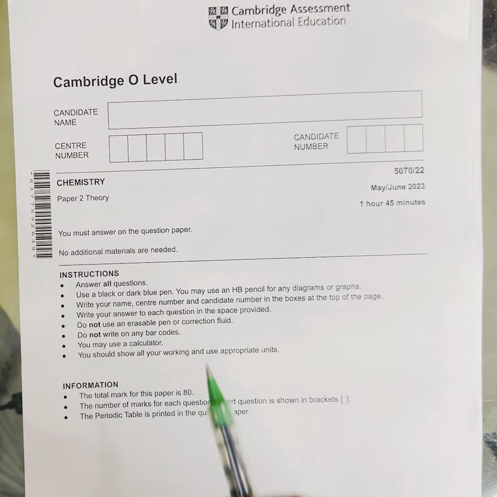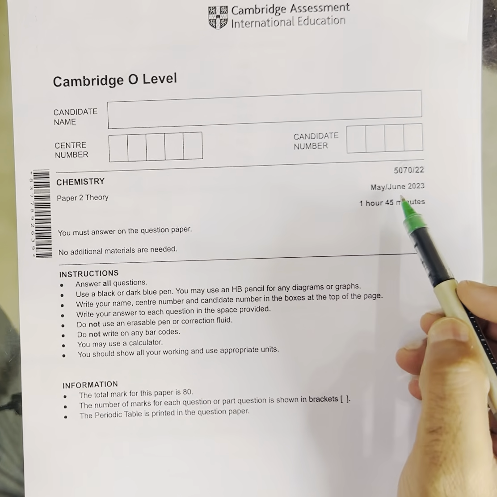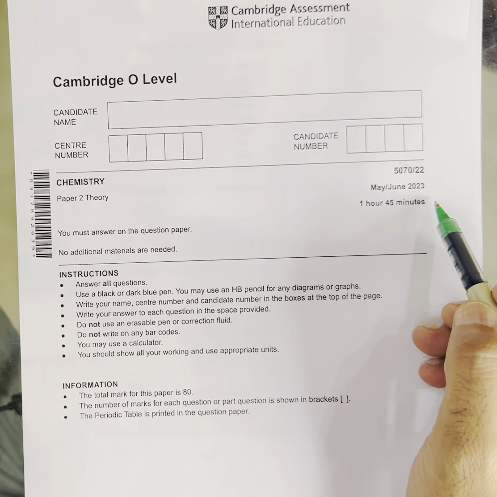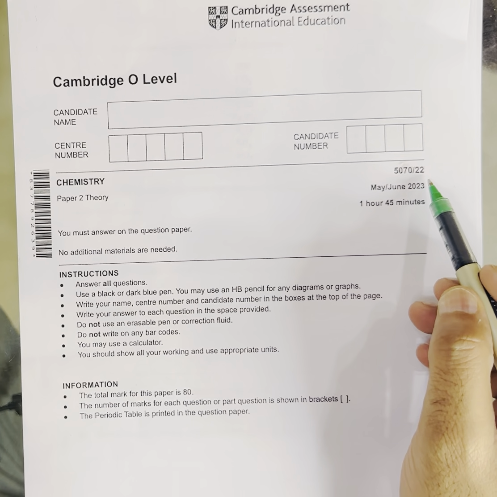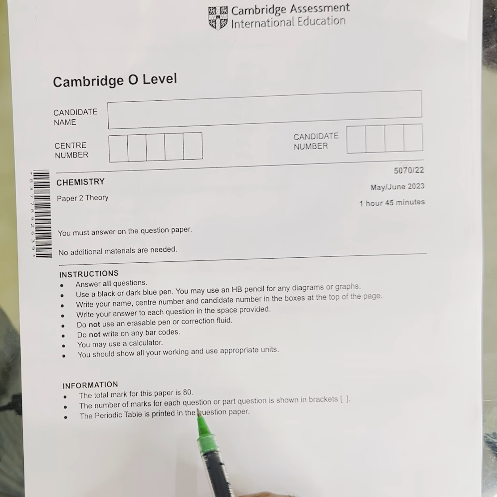Bismillahirrahmanirrahim. Assalamu alaikum. Today I'm going to solve Chemistry Paper 2-3 for the session of May-June 2023, and the variant is 22. We have the subject code of 5070. The marks for this paper is 80.